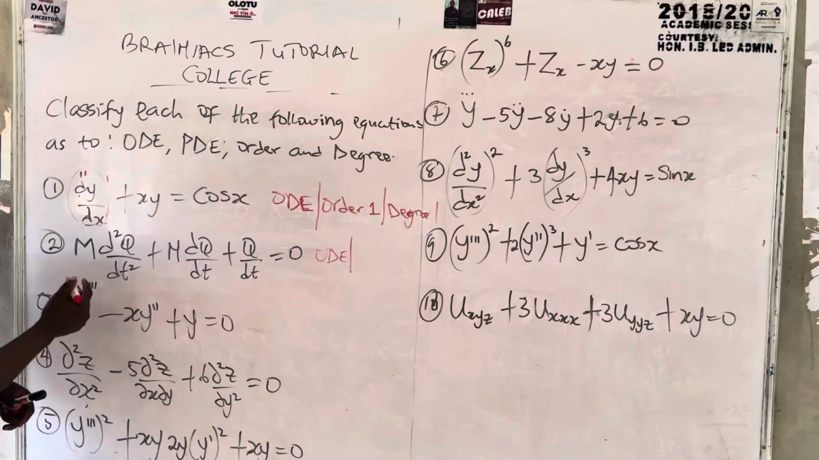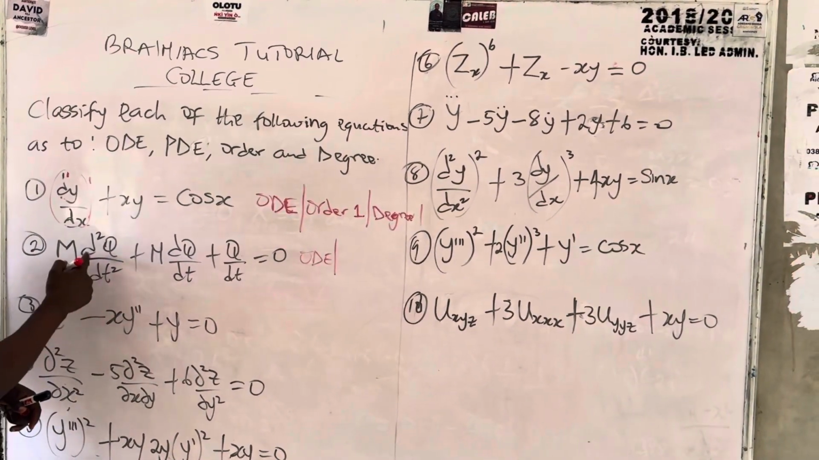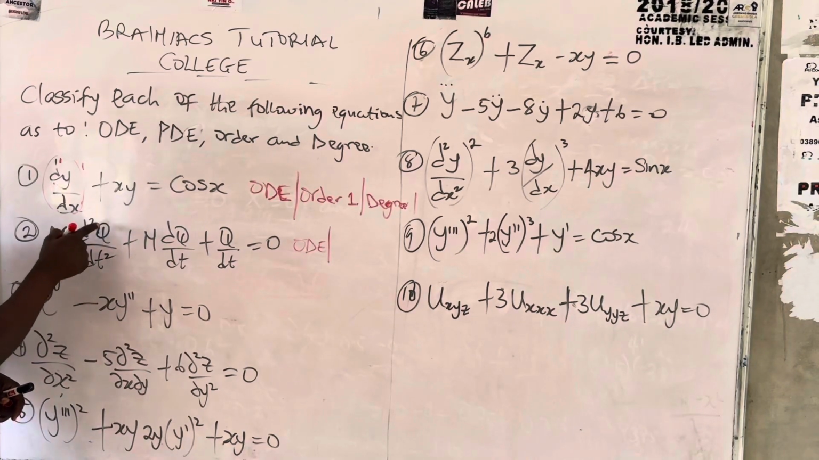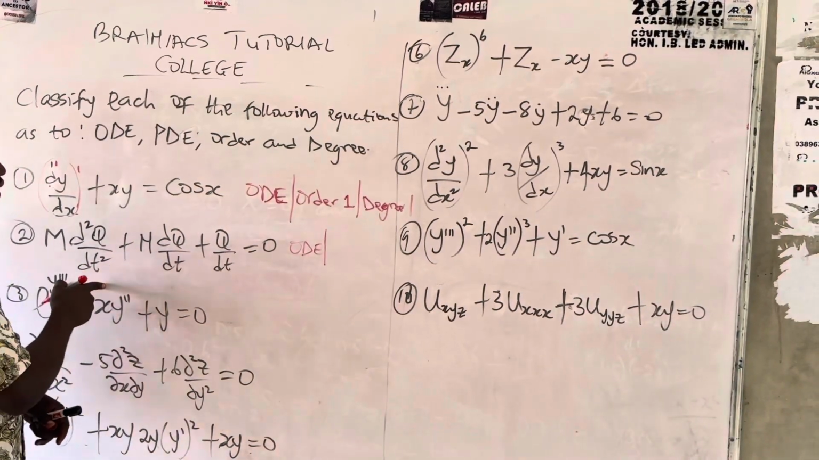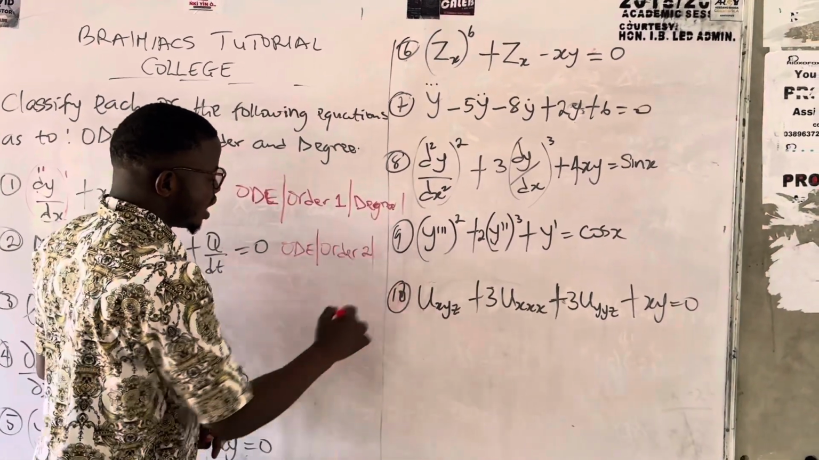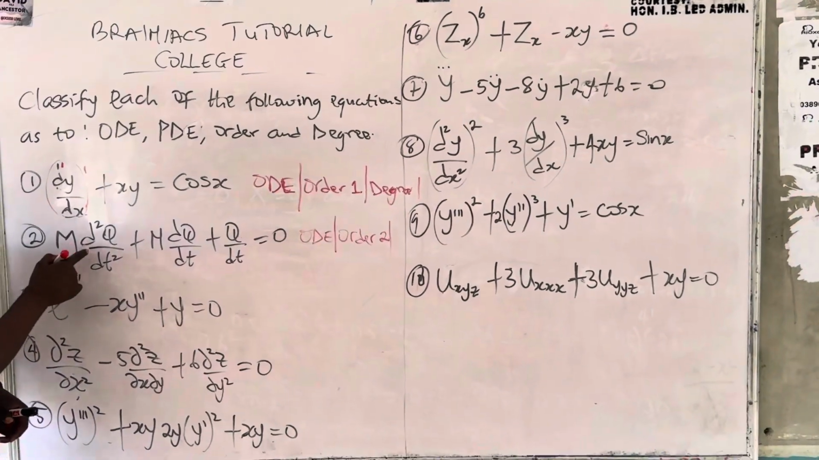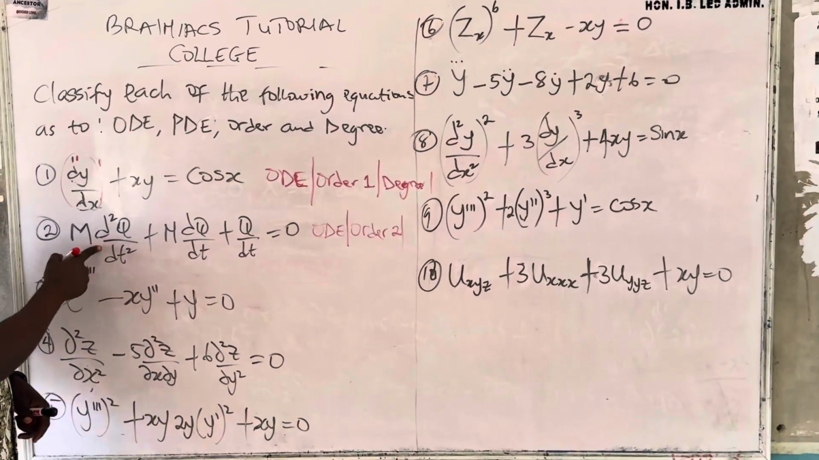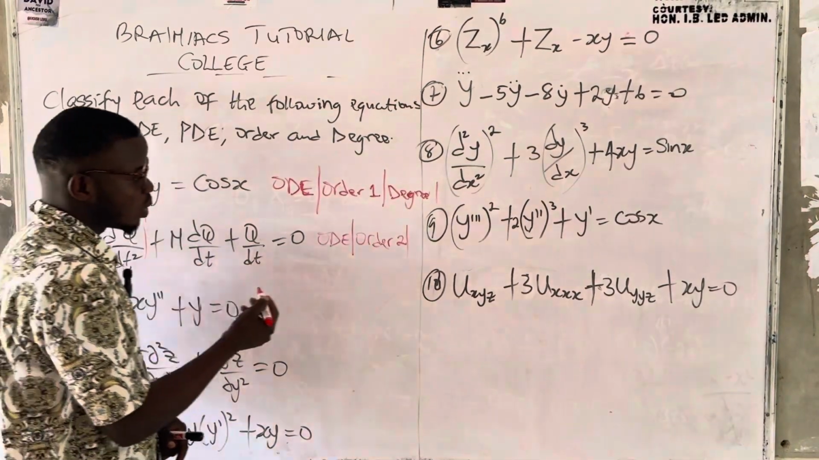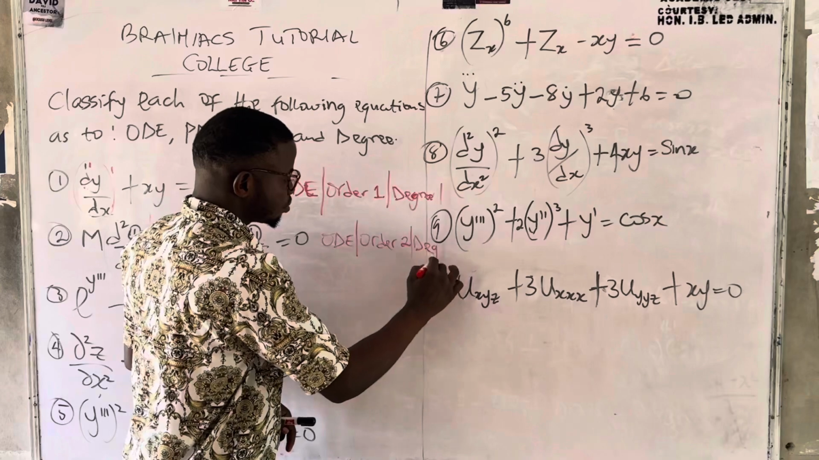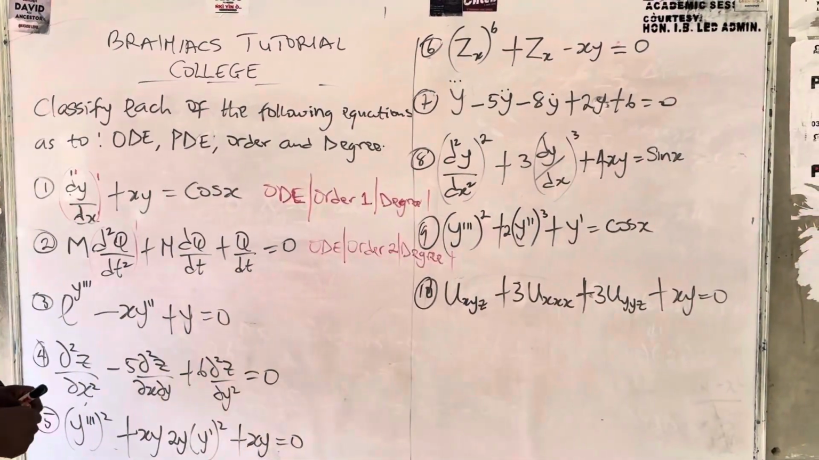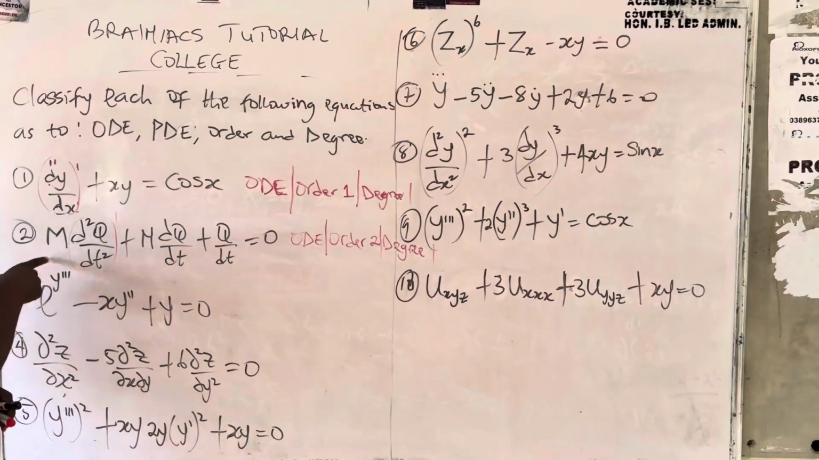And to obtain the order, we'll go to this particular place. The highest derivative that we have here is d squared q over dt squared. That's the highest derivative, and it is of order 2. So that's order 2. And to obtain the degree, we'll come to the particular place where we obtained the order. That is where we'll get the degree. And the power of this one is just 1. So that's degree 1. So we have order 2, degree 1. This is an ordinary differential equation.